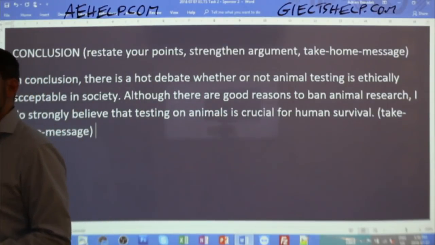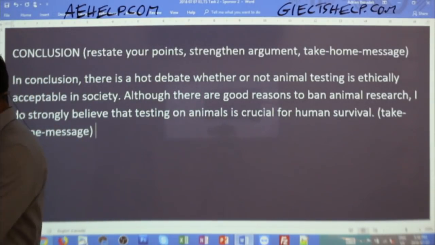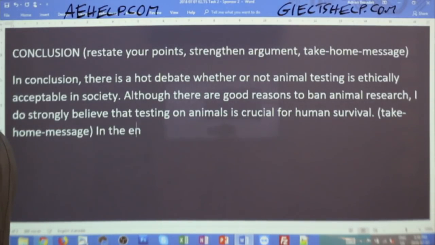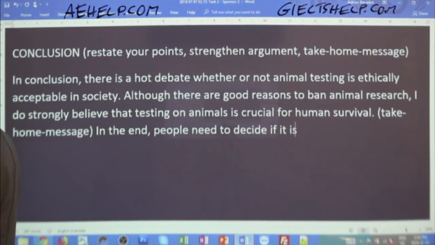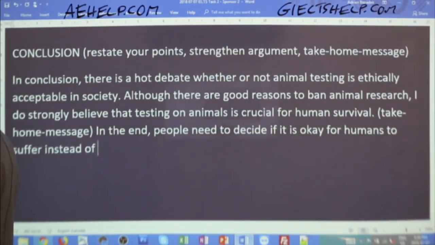Well, while you're thinking about it, I'll give you mine. Let's see if yours is something similar. So this would be my take-home message. In the end, people need to decide if it is okay for humans to suffer instead of animals. Okay, so something like this, all right? In the end, people need to decide if it's okay for humans to suffer instead of animals.